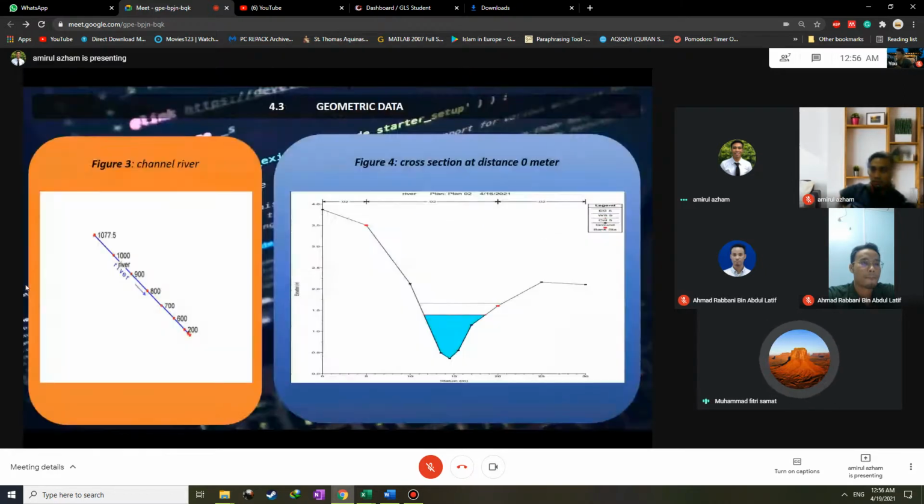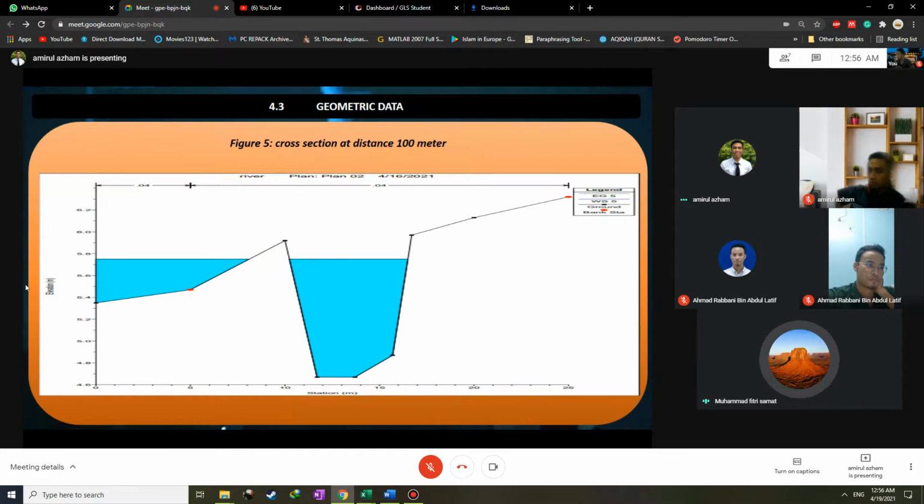Okay, next. You can see figure 3 shows our channel river, and figure 4 shows the cross section at distance 0 meter, where the water is still okay. Next. But when you look at the cross section in figure 5, the water does not flow fluently, because it overflows to the next location.